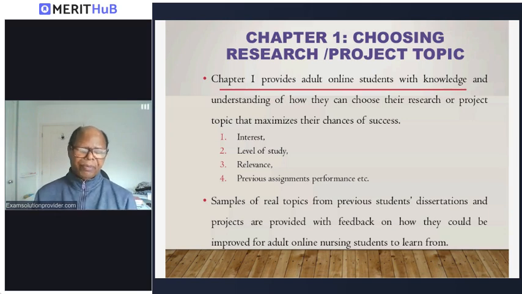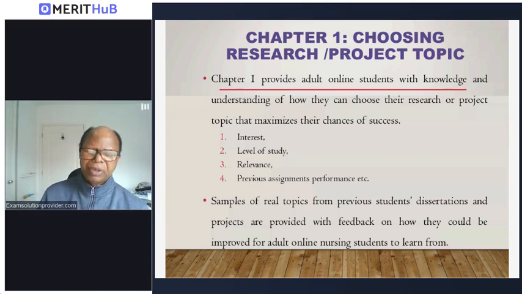The other factor is looking at previous assignment performance. How did you do in some of those assignments you have already done? You have been writing assignments, submitting them, and then they are marked and the marks are given back. But also within those returned assignments, you have got feedback from your tutor or markers who marked your work. And they point out areas where you are weak and areas where you are strong.